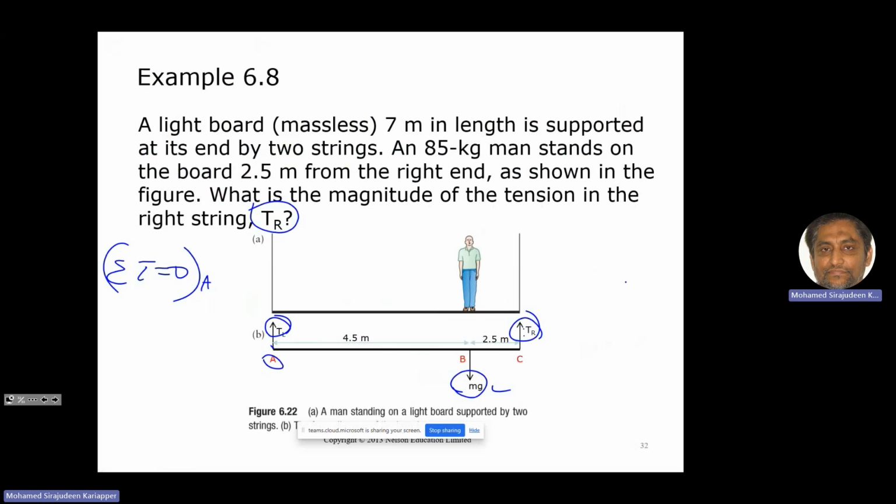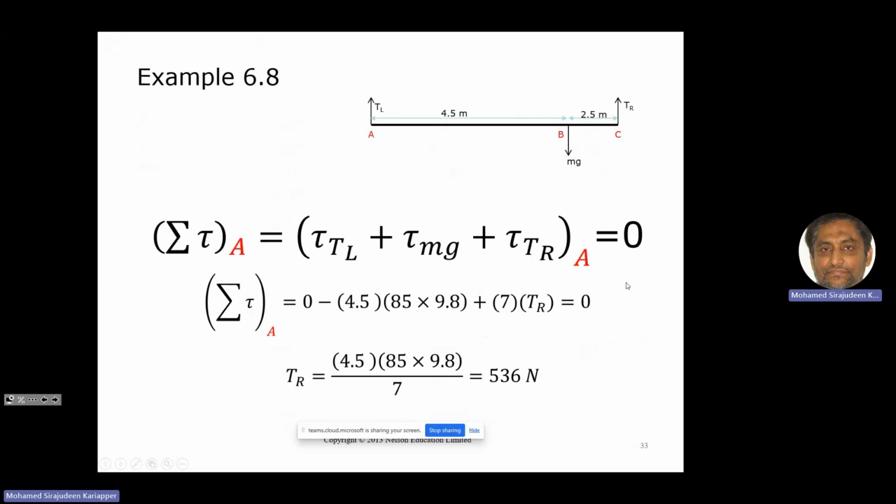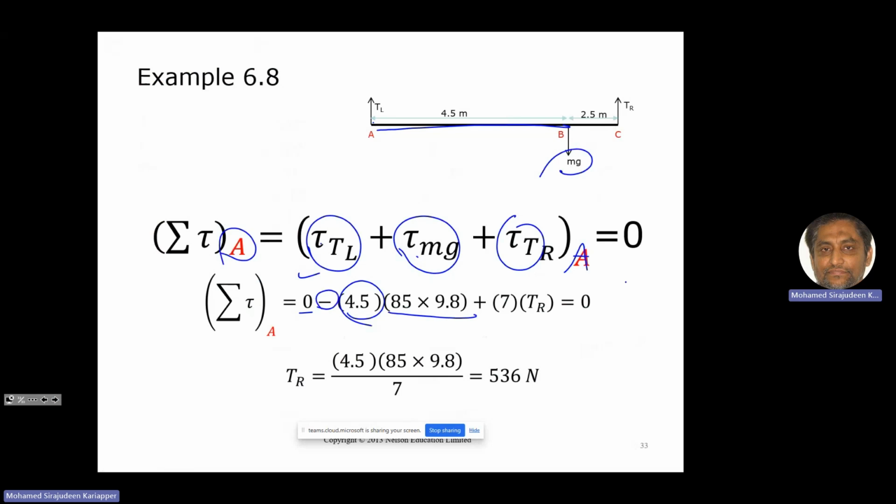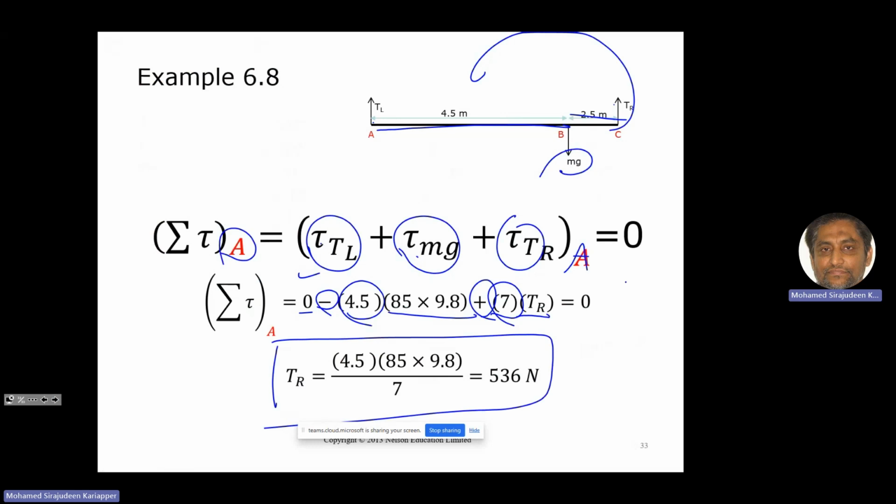So let me go to the next slide where it is worked out. So I take torque about A. So torque from the three forces about the point A is equal to 0. Torque from TL is 0, good. Torque from mg will be around A, right? So the 4.5 meters multiplied by the weight, with a negative sign because it's trying to rotate clockwise, and this one is trying to rotate that way. So positive sign, this is 7 meters, and this is the unknown. Here algebra is being done, so make TR the subject, and you solve it. You get the value 536. Okay.